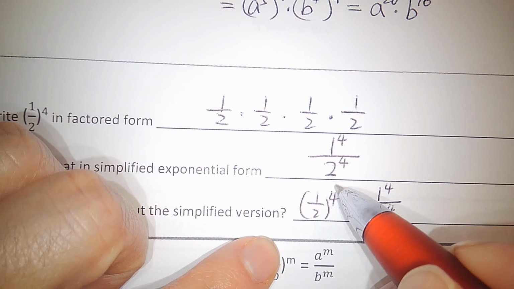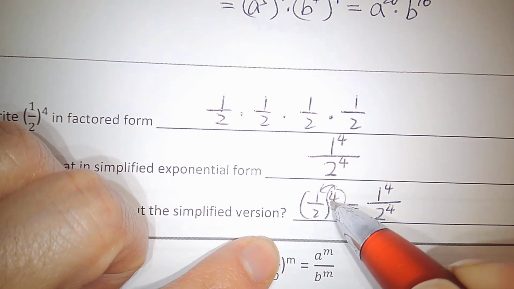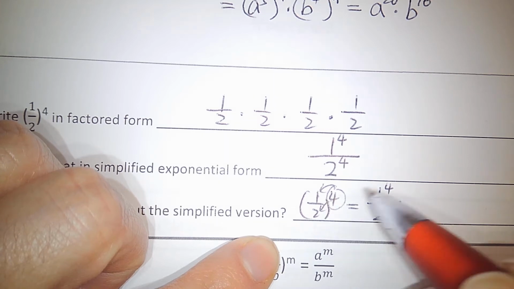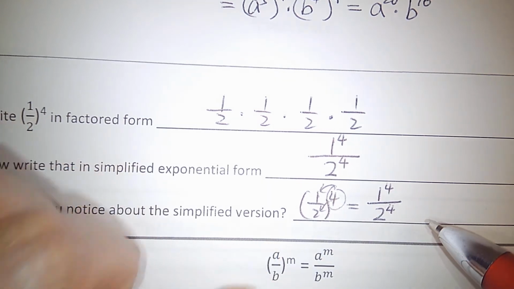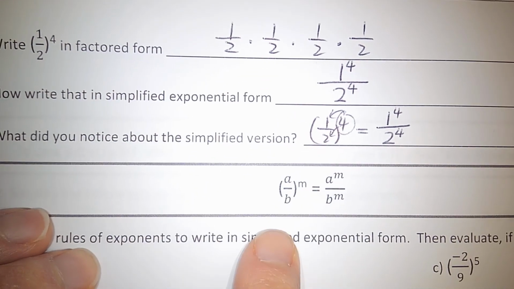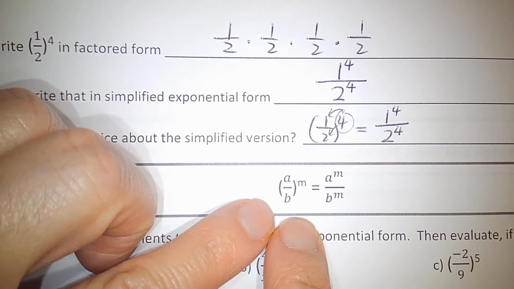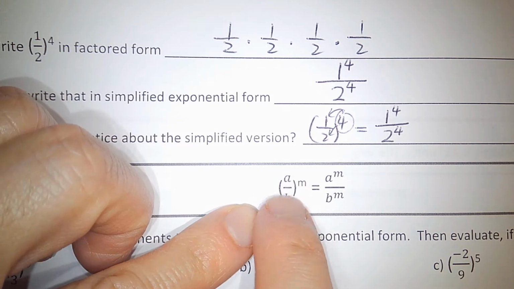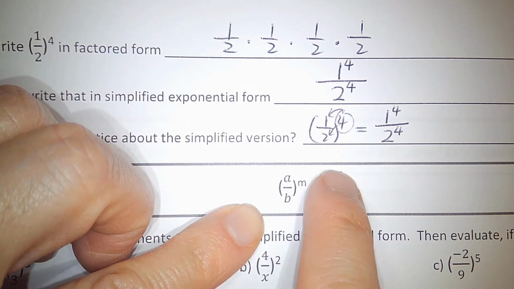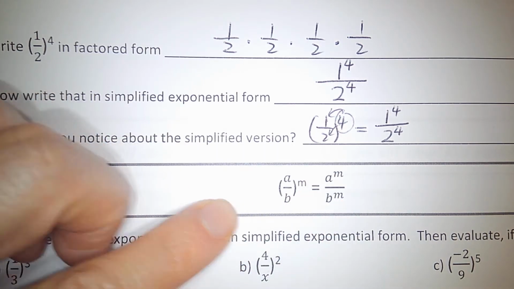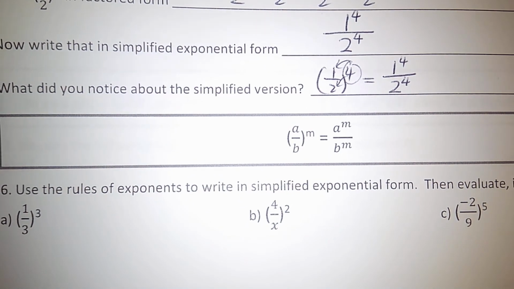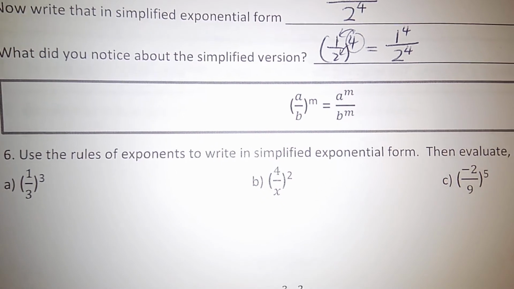So it looks like what? Distribute the power 4 to each of the numerator and denominator, right? So 1 to the fourth power, 2 to the fourth power. So in general, if we have a fraction a over b to the mth power, we can distribute the power to each of the numerator and denominator. So we get a to the m and b to the m.